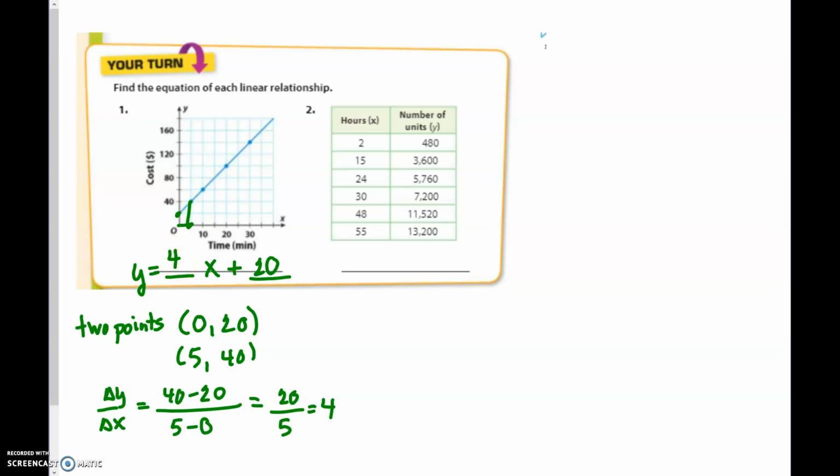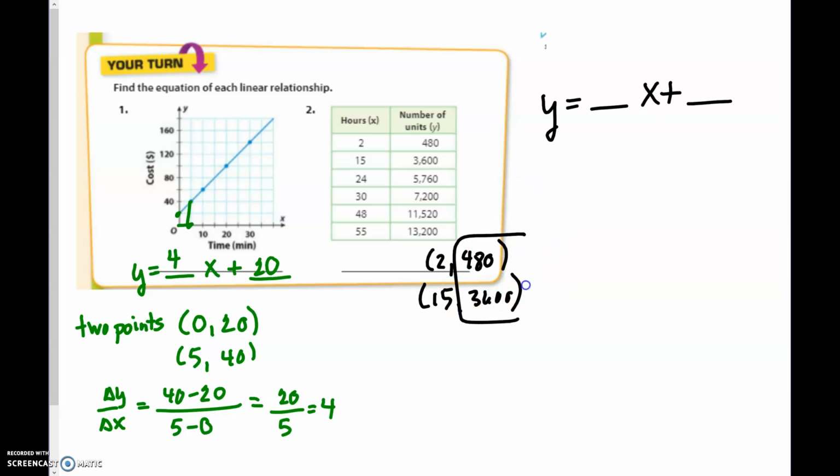All right, number 2. Again, they're asking us to write an equation, y equals blank x plus blank, but we don't have a nice ordered pair. They don't just tell us that this is 0 hours and what this is. So it looks like I'm going to have to find my slope and then do like that first warm-up sample where we substitute in, multiply, and then add or subtract. So I'm just going to use these first 2 ordered pairs.